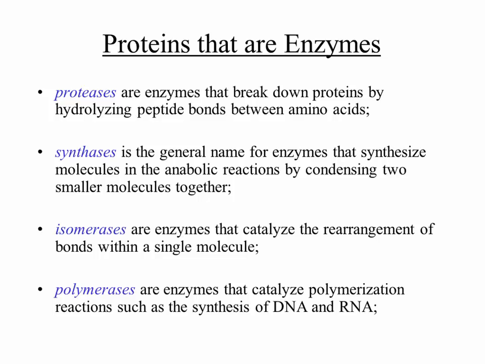Polymerases are enzymes that form polymers, so they catalyze polymerization reactions such as the synthesis of DNA and RNA. If you have nucleotides and you want to form DNA from them, that is done by DNA polymerase. If you want to form RNA from RNA nucleotides, the enzyme that is needed is RNA polymerase, and we will see all these enzymes within the next two chapters. We will come across them. Any questions so far?